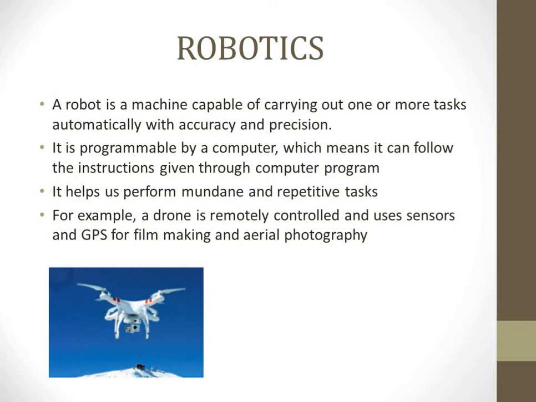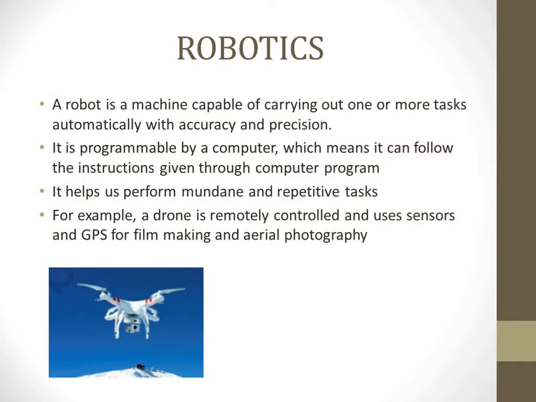Robotics. So a robot is a machine which is capable of carrying out tasks automatically with accuracy and precision. That is the entire point of a robot. And it is programmed by a computer, and it helps follow instructions through the computer program by a given line of code. And why do we use robots?